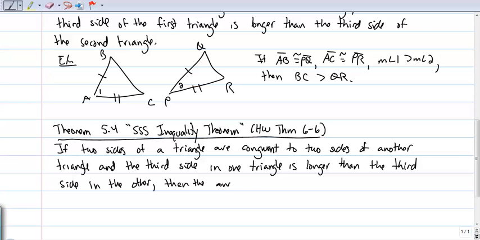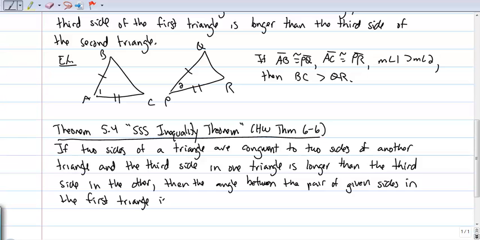the angle between the pair of given sides in the first triangle is greater than the corresponding angle in the second triangle.